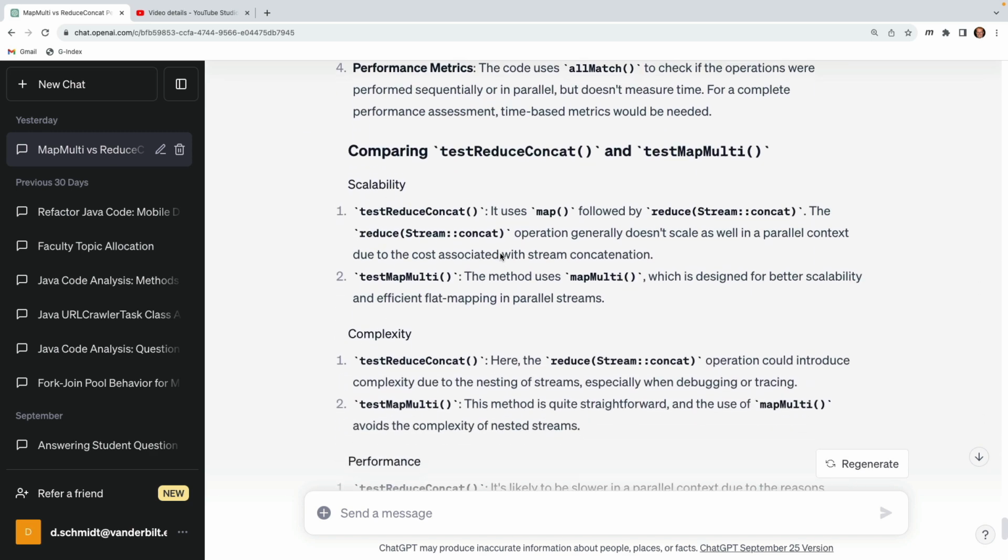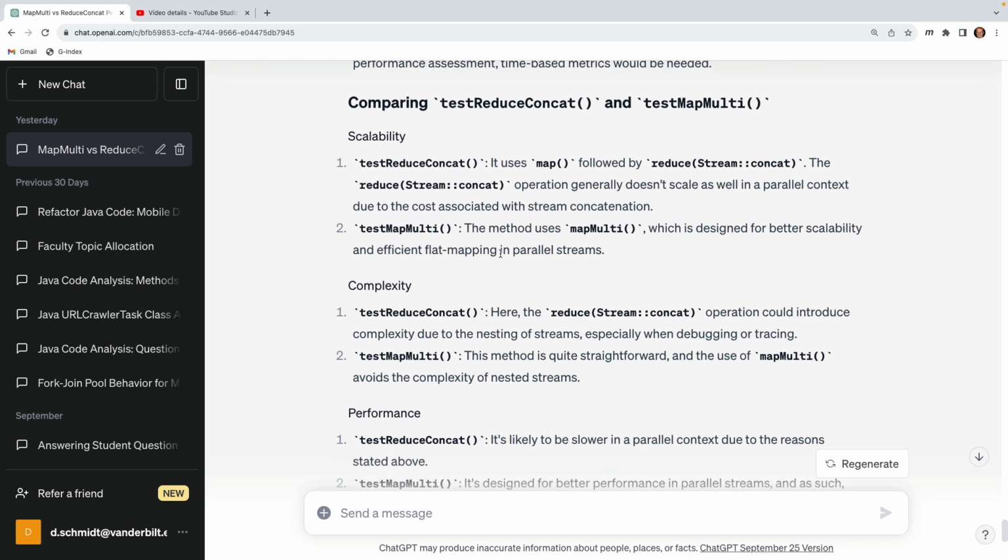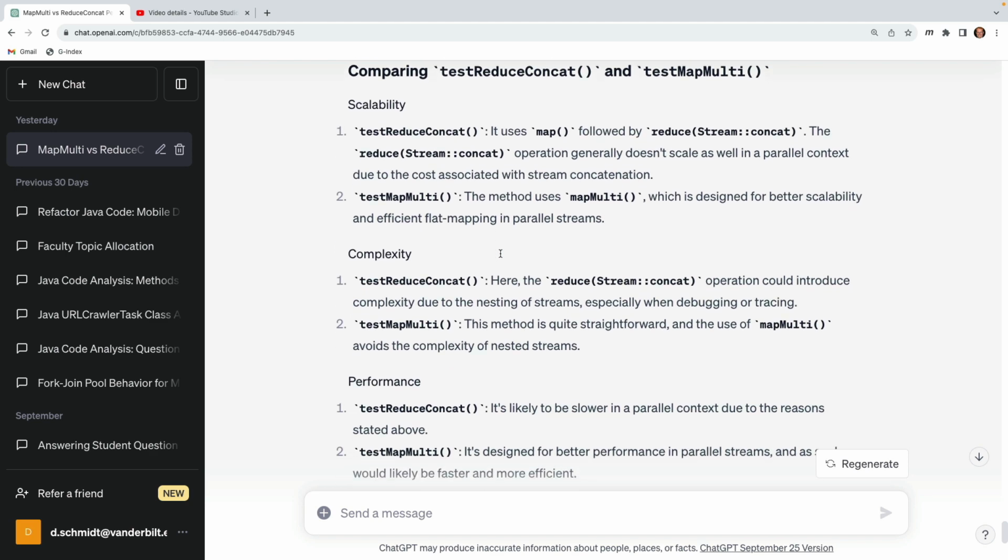So it compares these two results. And it compares them in terms of scalability, complexity, and performance, which I think is kind of cool. I didn't ask it to do that, but that's what it did. So it says scalability: testReducedConcat uses map followed by reduce with stream-concat. That's correct. The reduce stream-concat operation generally doesn't scale as well in a parallel context due to the cost associated with stream concatenation. That turns out to be factually correct based on the performance benchmarking that we did. So ChatGPT was able to ferret out that that could be a problem.